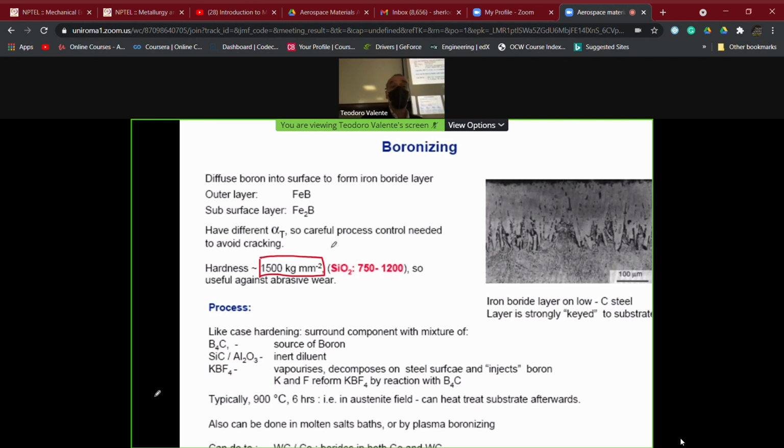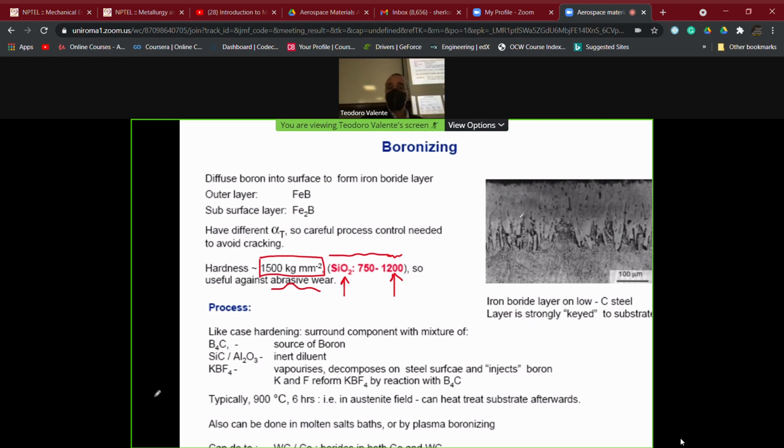And if we compare with one of the most hard simple oxides, that is silicon oxide, you see here how the value of 1,500 is higher than the maximum value of 1,200 for silicon oxide. And I just remember this because this is one of the most common materials which is used to have abrasive wear. Okay, so it's a good reference for understanding what is going to happen.